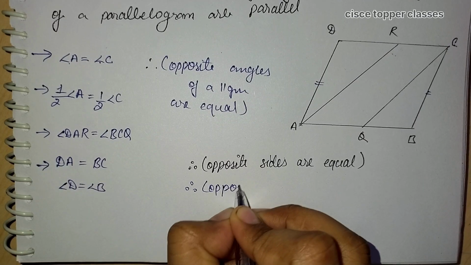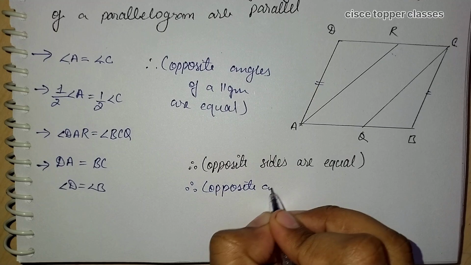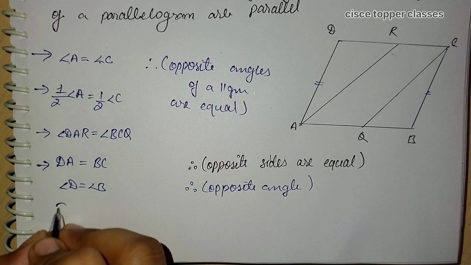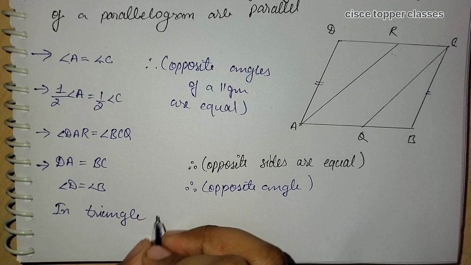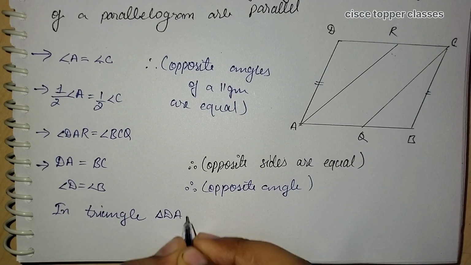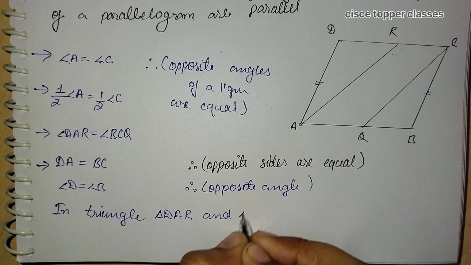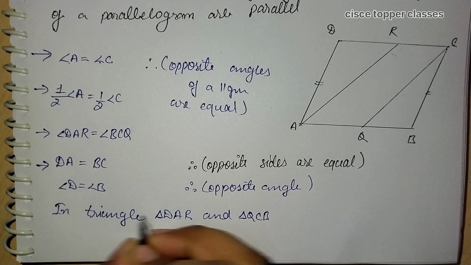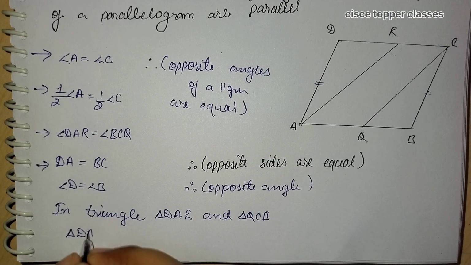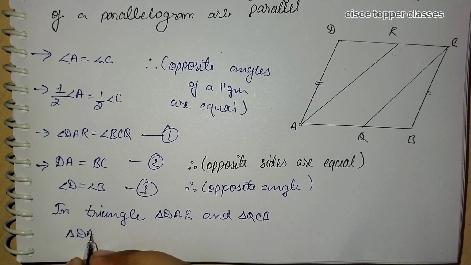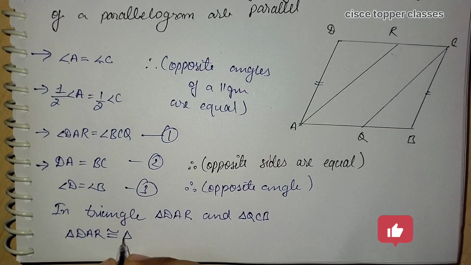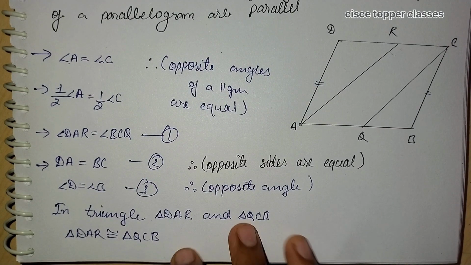So because they are opposite angles, now we can simply prove that in triangle DAR and triangle QCB, we have these both triangles as congruent from these given three pieces of information which we have proved here. Triangle DAR is congruent to triangle QCB from here.